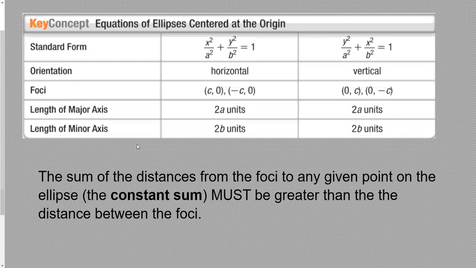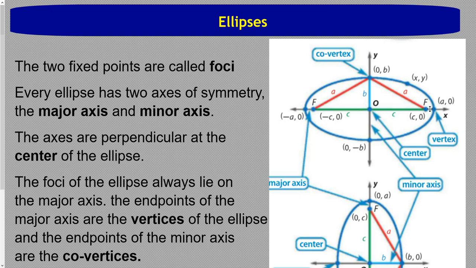All right, the sum of the distances from the foci to any given point on the ellipse, the constant sum, must be greater than the distance between the foci, which makes sense, because if I pulled this string tight between F and I tried to move it, it wouldn't go anywhere. So it has to be longer than just that distance.